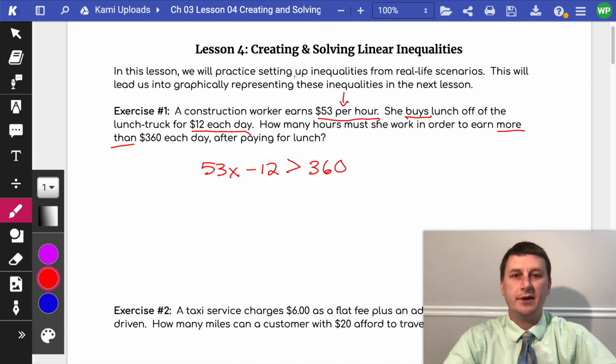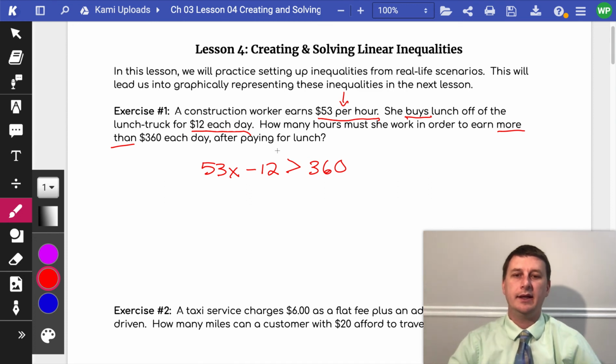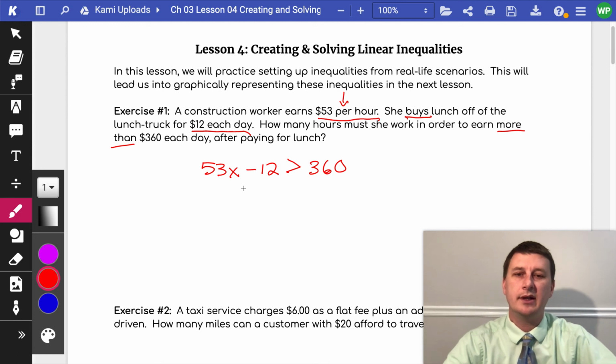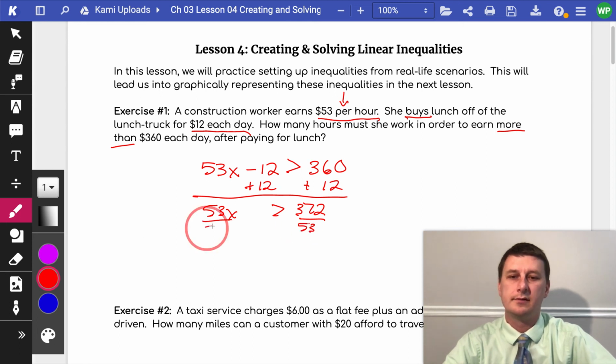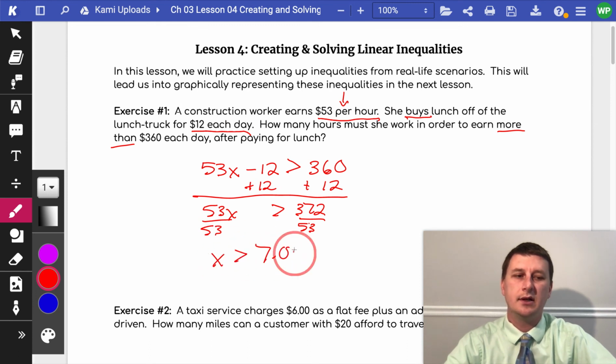And now we can figure this out by isolating x and solving for x to determine the number of hours she must work. So we're going to add 12 to both sides of our inequality here. And we're going to get 53x is greater than 372. And 372 then we're going to divide by 53. And we're going to get an answer of x is greater than 7.01886679. All right, and it goes on forever there.